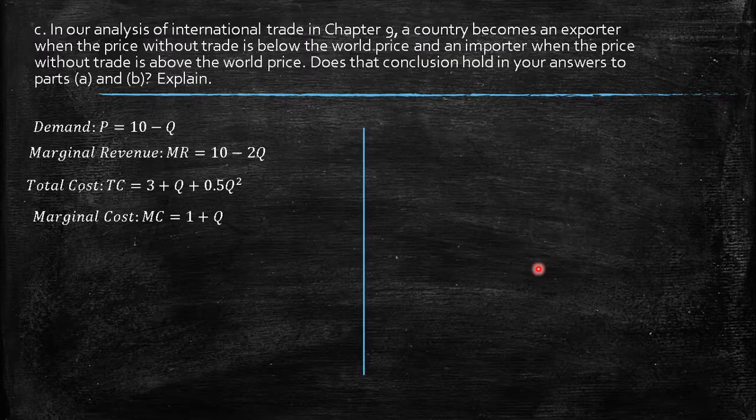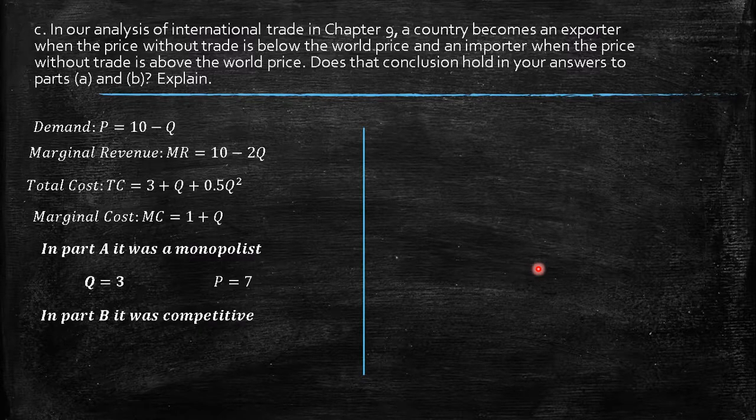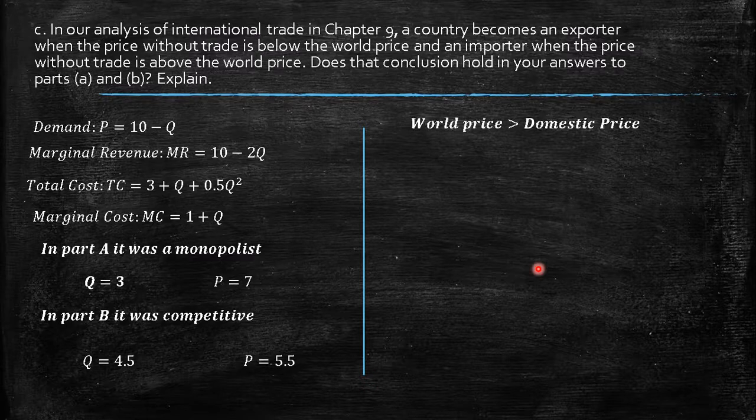Okay, then the other part of the exercise, C1, says, in our analysis of international trade in chapter 9, a country becomes an exporter when the price without trade is below the world price, and an importer when the price without trade is above the world price. Does that conclusion hold in your answers to parts A and B? Explain. So remember, the idea is that in part A, it was a monopolist, so the quantity was 3 and the price was 7. In part B, it was competitive and the quantity was 4.5 and the price was 5.5.